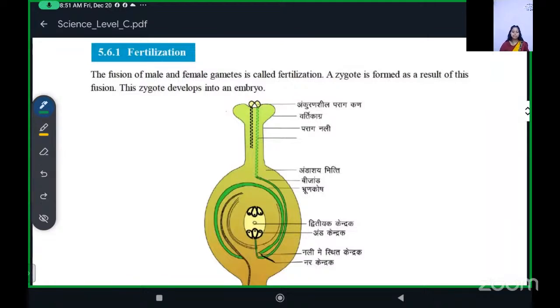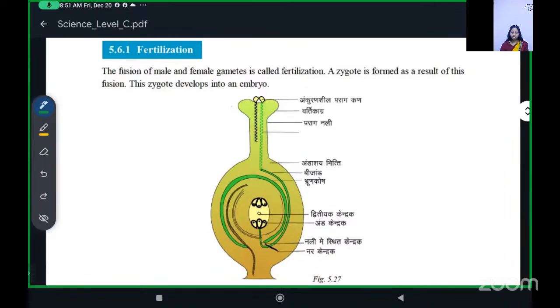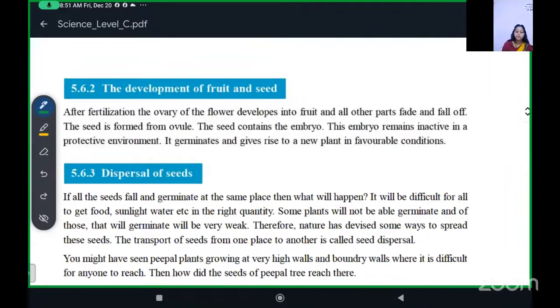A zygote is formed as a result of this fusion. The zygote develops into an embryo. In plants also, the fusion takes place, forms a zygote, then develops into an embryo. Now, development of fruit and seed.